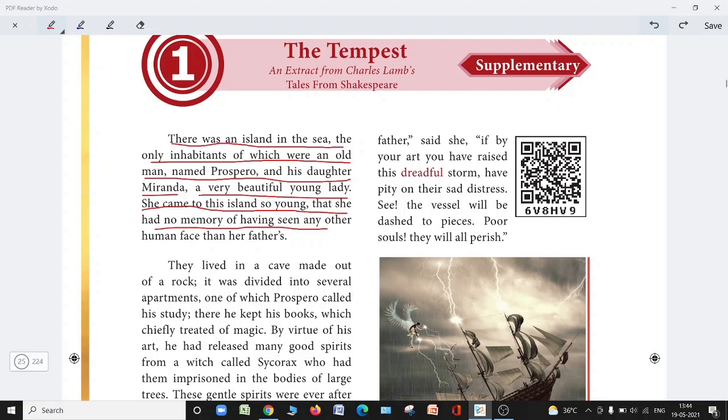This island had only two inhabitants. The only people who lived on that island were Prospero, that is the Duke of Milan, and his only daughter, a beautiful young lady, and her name was Miranda. She came to this island when she was just 3 years old along with her father. Here they say that she had no memory of having seen any other human faces than her father's. She has never seen anybody other than her father because it was a lonely island, and only these two people were there, the father and the daughter. Let's go to the next paragraph.